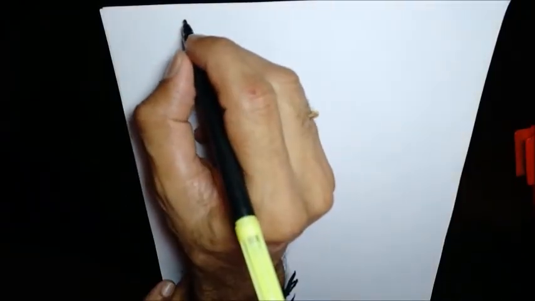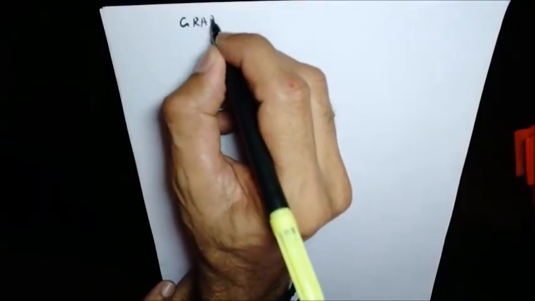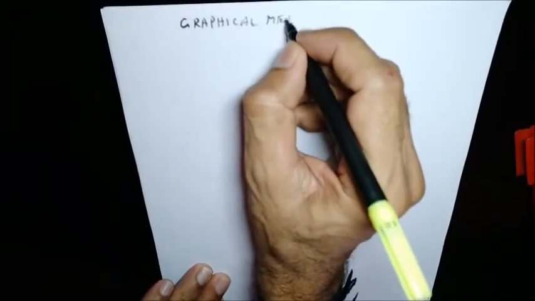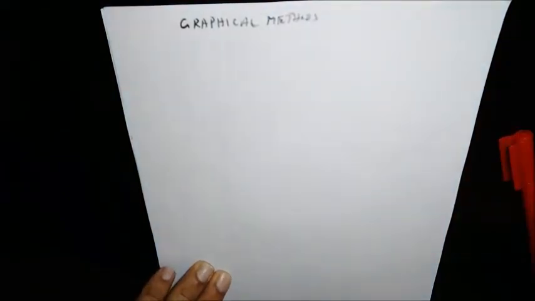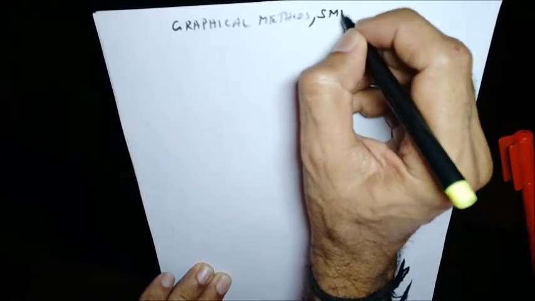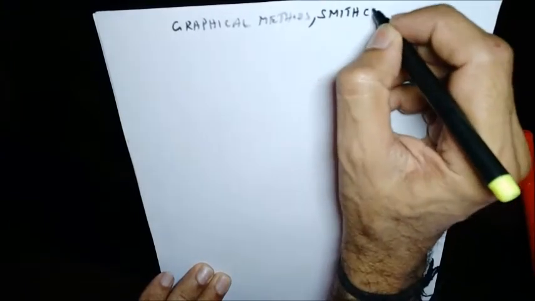Okay, so having discussed the characteristic impedance and the reflection coefficient of transmission lines, we now move on to a discussion on graphical methods. The Smith chart.